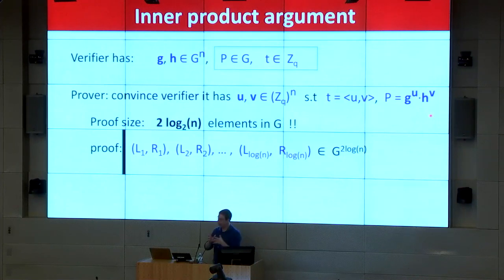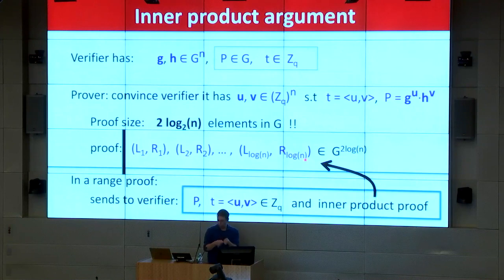But that's too long. That's linear in n. Instead, the inner product argument shows that you can convince the verifier that you have such a u and v by sending only two log n elements. So it's a logarithmic size proof. And the proof is really simple. All it is is a bunch of pairs, log n pairs, which is why we get two log n elements. That's the whole proof. And then the range proof will now change to sending p, t, and the inner product proof. That's all that goes into the actual proof.